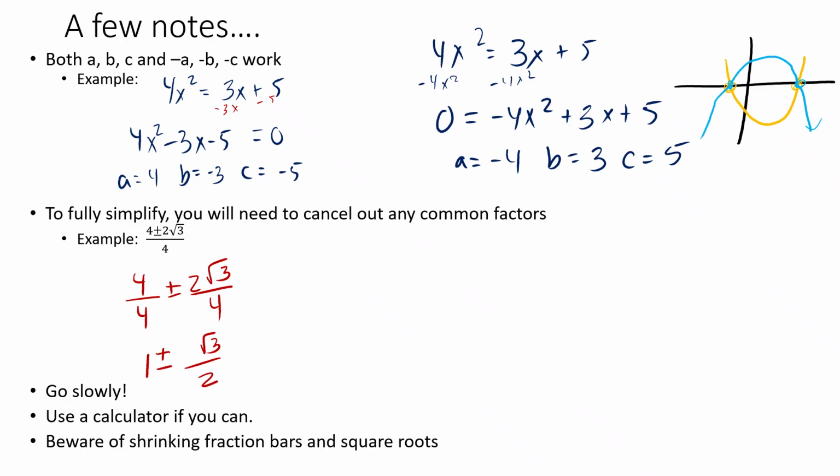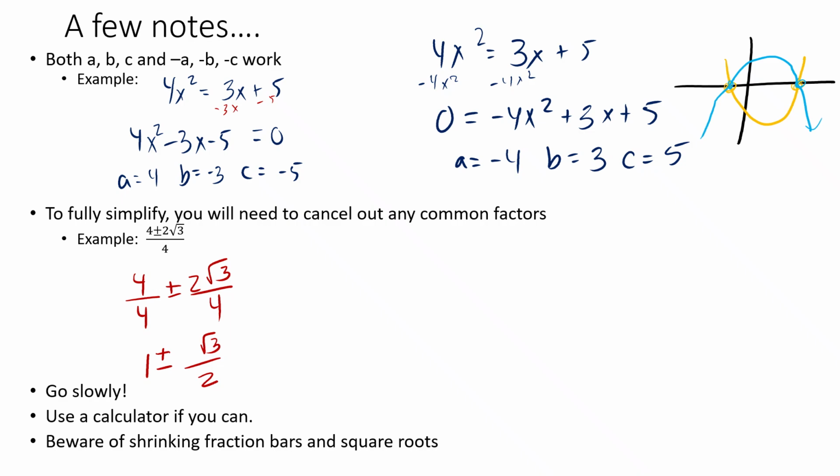This video is already getting kind of long, and I didn't want to do more examples of that type. Couple other pointers: go slowly. Okay, use a calculator if you can. Sometimes you can get around a lot of that arithmetic by throwing it into a calculator, and just beware of shrinking fraction bars and square roots.